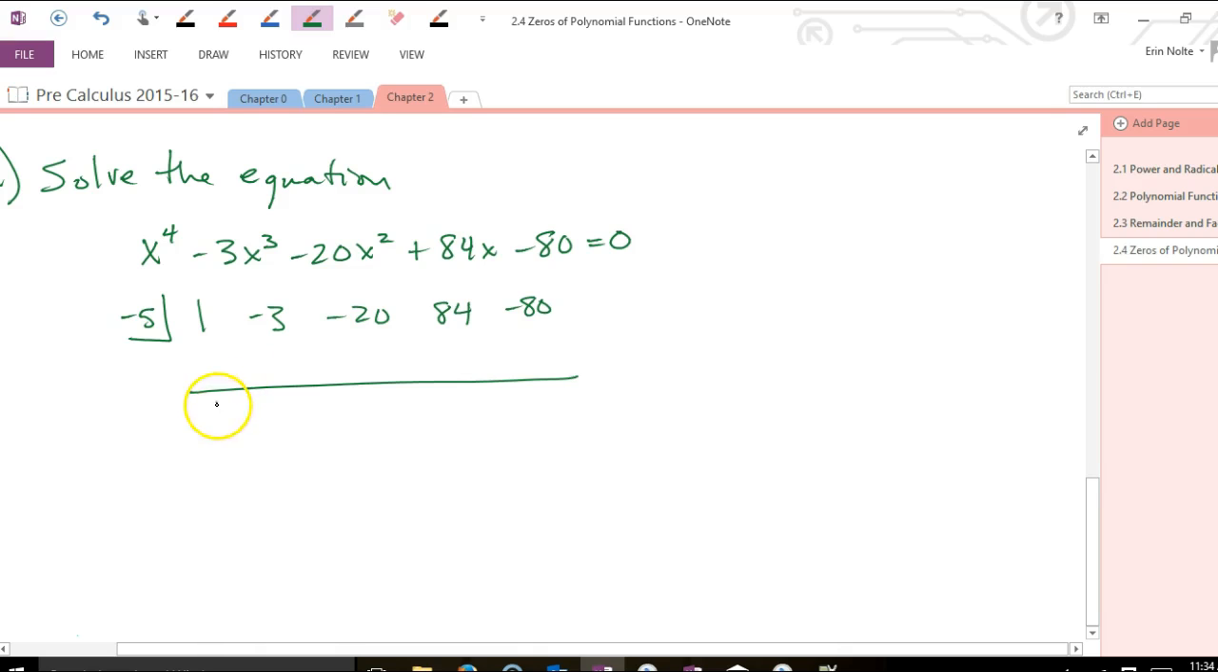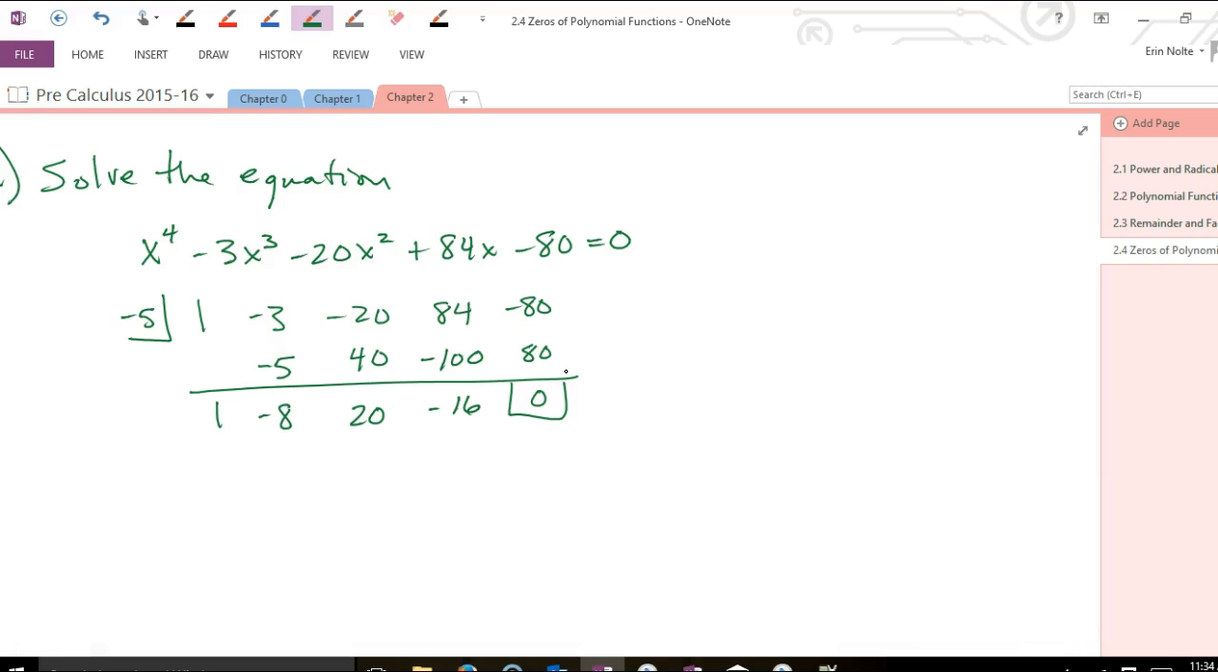Okay, so we drop the 1 and then we multiply. 1 times -5 is -5, and then we add -3 plus -5 is -8. -8 times -5 is 40. -20 plus 40 is 20. 20 times -5 is -100. 84 minus 100 is -16. And -16 times -5 is +80. So, remainder? 0. So, was Zach right? Zach was right, of course.